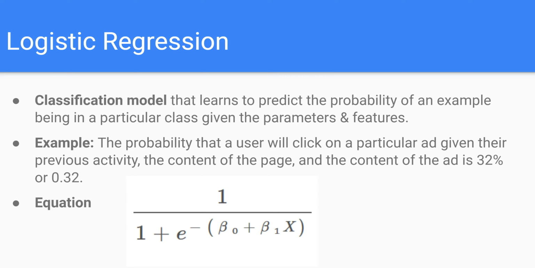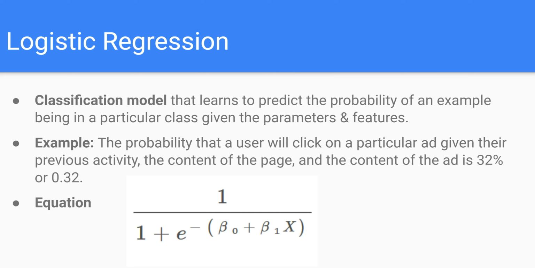So before we hop in and start looking at our data set and fitting our model, I want to talk about logistic regression and what it is, some key details. Since we're in classification, we know that logistic regression is a classification model. It's commonly used to predict the probability that an example belongs to a particular class, given the parameters we learned by the model and the features of that example.